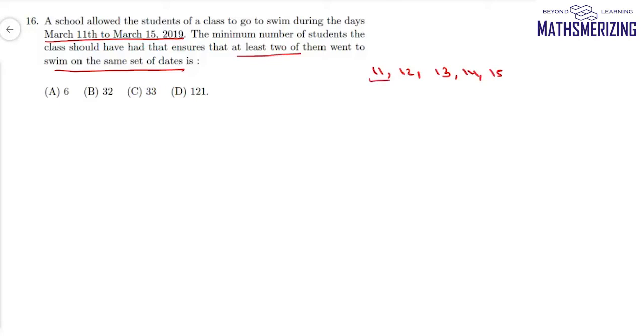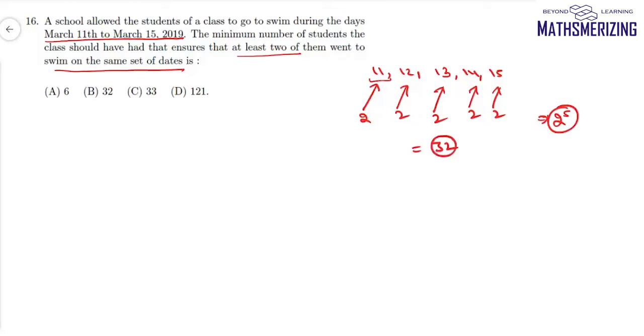Now for each date, a student has 2 options. Either he or she will go for swimming or he or she won't go for swimming. So for this date there are 2 options, for this date also 2 options, for this also 2, and then 2, and then 2 here. So which is 2 to the power 5. So for any given student, there are 32 choices.